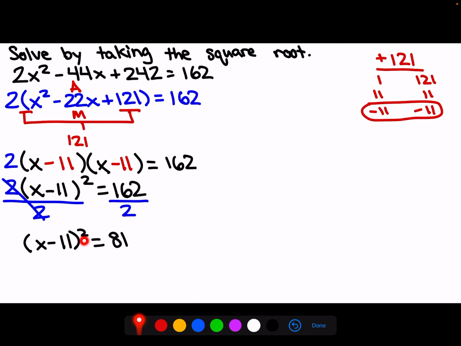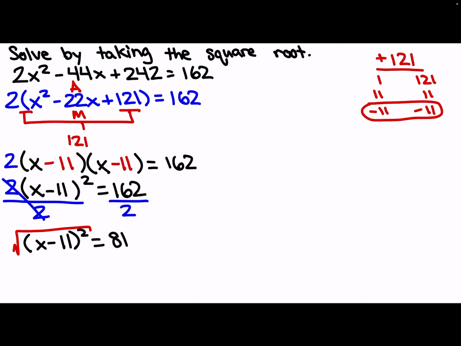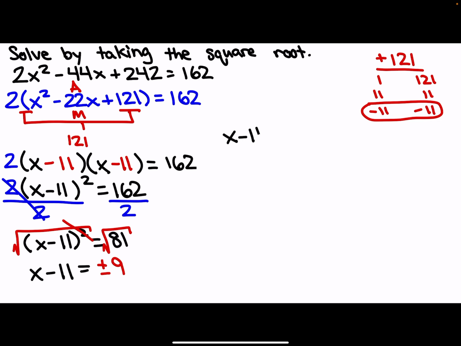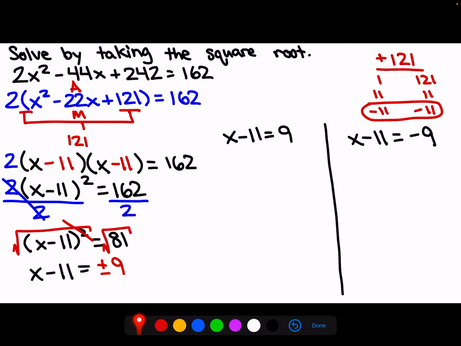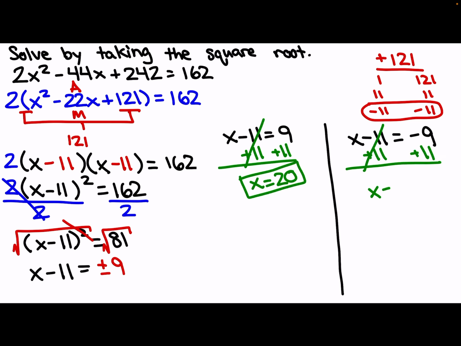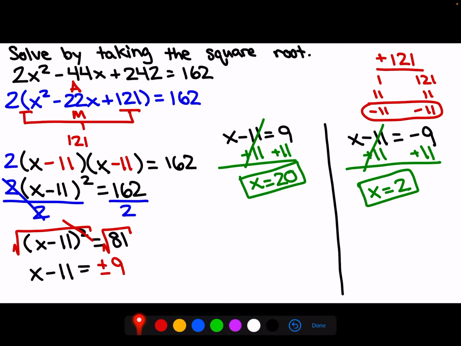Now, I go ahead and I take the square root to get rid of the square. This gives us x minus 11 equals plus or minus 9. We can now write our 2 equations as x minus 11 equals 9 and x minus 11 equals -9. Solving for both of these equations, we get x equals 20 and x equals positive 2. So those are our 2 final answers.